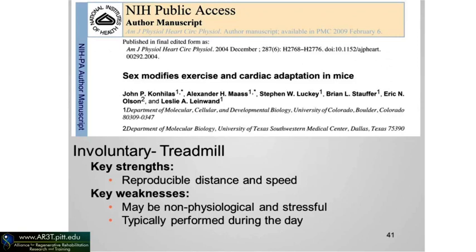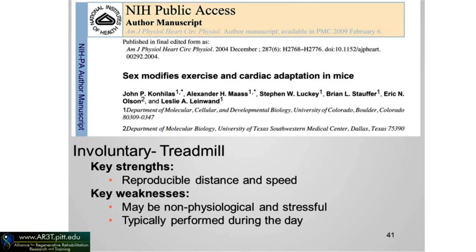What about treadmills? We won't say too much about this, but one of the key strengths of this is that you can have these animals run a defined distance at a defined speed. You can change the angle of the treadmill, so you have all these variables you can do, and you probably come out with very clean numbers.